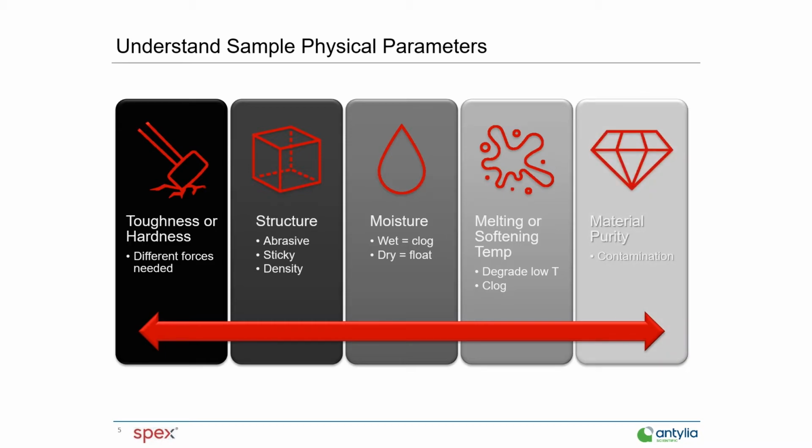And finally, what purity of material are you concerned with? What is your contamination level that is acceptable? If you are using the material in a way that you have no real error or no real room for any contamination, that is also going to affect the strategy of how you decide to grind and homogenize your samples.